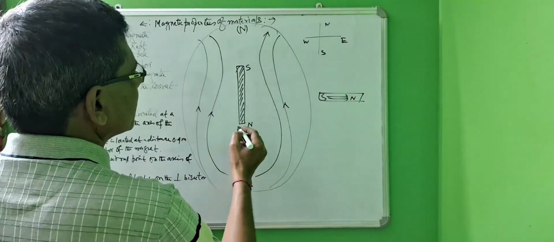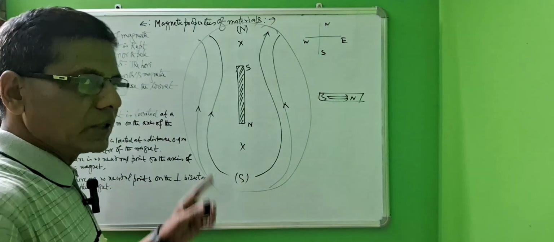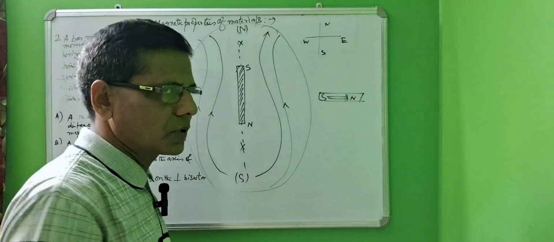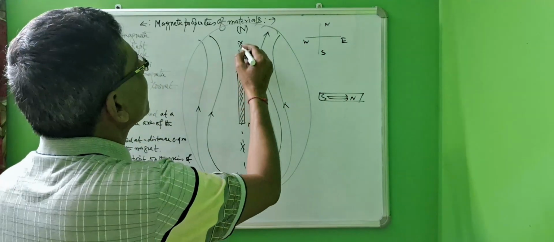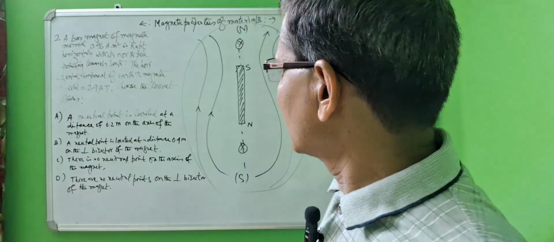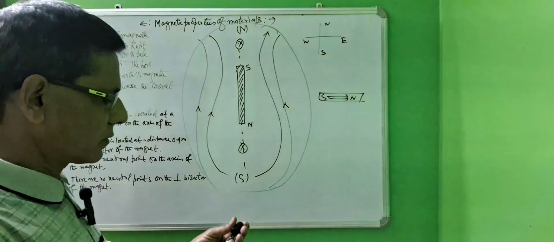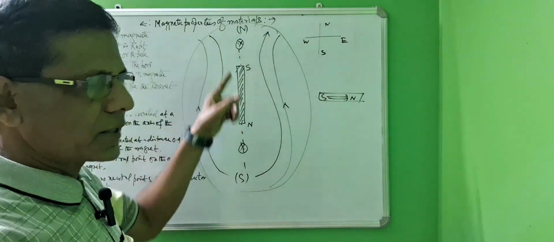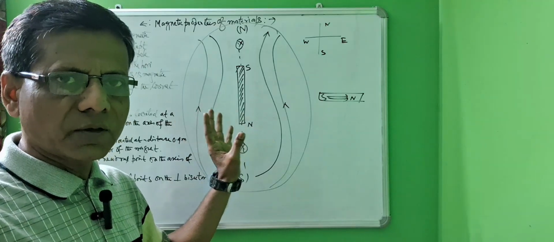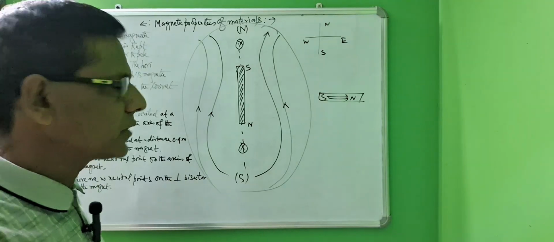So the neutral points will be obtained on the axis of the magnet. What is a neutral point? Suppose here are these two neutral points, such that at this point the magnetic field due to the bar magnet and Earth's horizontal component of magnetic field cancel each other. You know it from 12th standard.